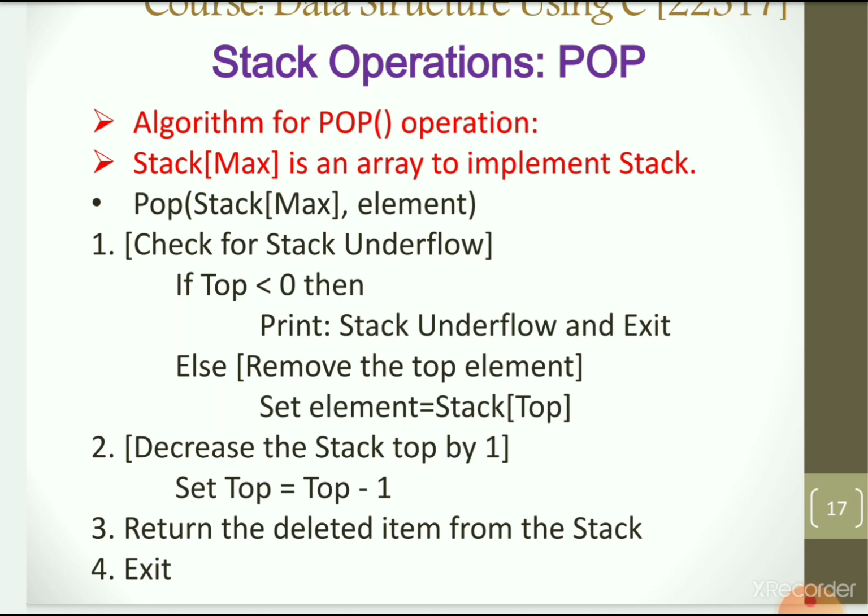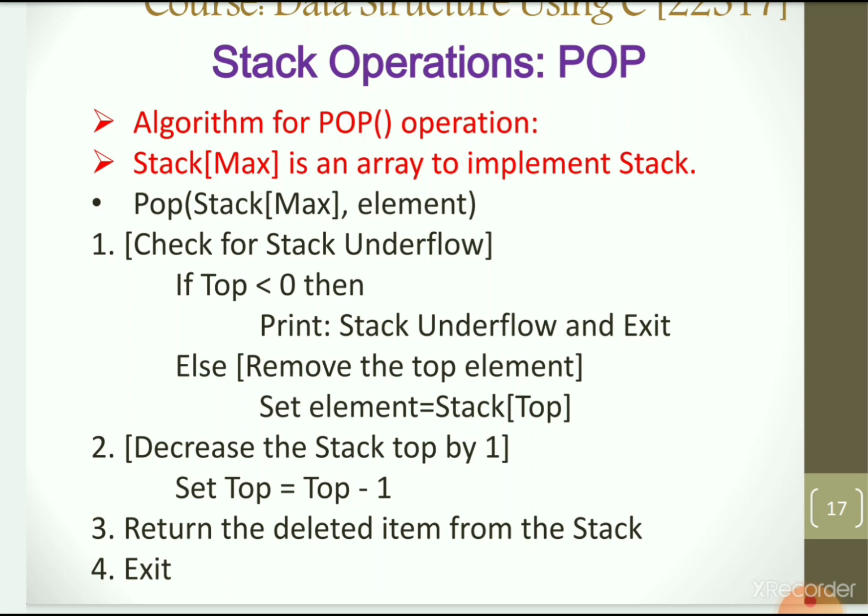So when we are popping out the element, what does your algorithm perform? What are the steps to perform the pop operation? First step, check for stack underflow. We have to first check whether the stack is empty or not. So how to check that the stack is empty? If top is less than 0, we have to just print stack underflow and exit. So here we have to perform two operations. We have to check if the stack is empty. If the stack is empty, then we cannot do anything, and we just print stack underflow and exit.